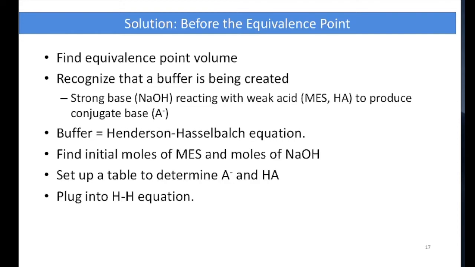So we'll need to determine moles of MES, which in this case is our weak acid. We'll need to determine how many moles of sodium hydroxide were added, and we'll need to determine how many moles of MES are remaining after the reaction, and how many moles of the conjugate base A- have been formed. And then using those numbers, we can plug them into the Henderson-Hasselbalch equation to determine the pH.